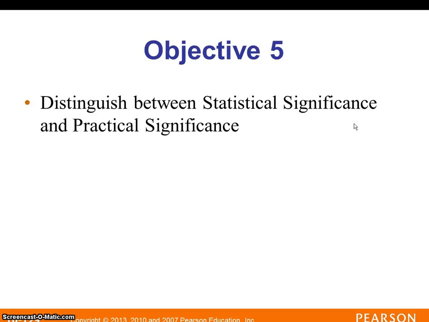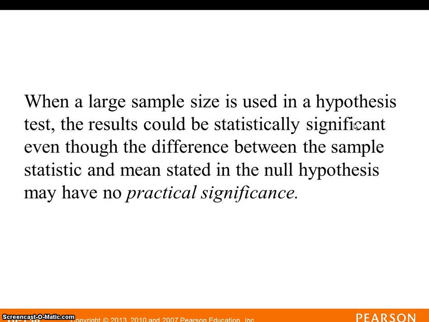So objective 5 is to distinguish between statistical significance and practical significance. So when a large sample size is used in a hypothesis test, the result could be statistically significant, even though the difference between the sample statistic and the mean stated in the null hypothesis may have no practical significance, or there might be a statistically significant difference, but maybe practically you couldn't implement the change because it would be too costly or something like that. So just be aware that just because something is statistically significant doesn't necessarily mean it's practically significant.